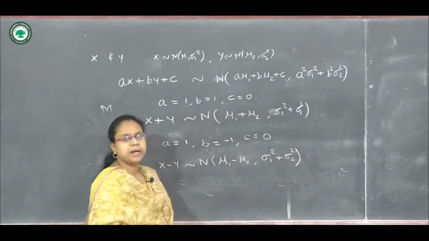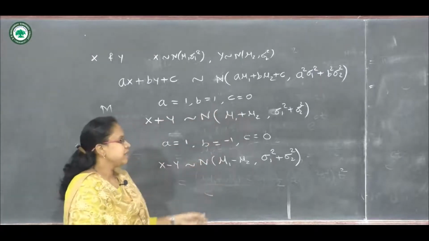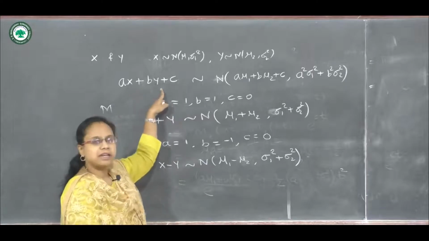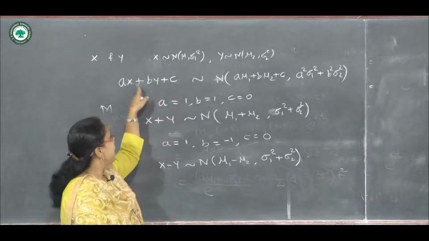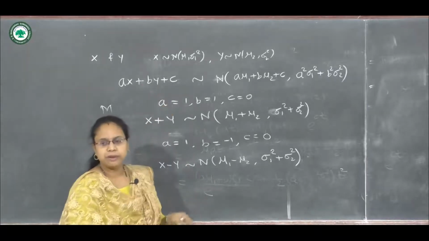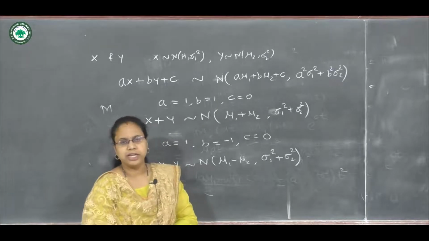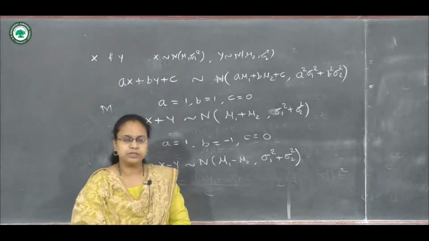So in this way, by substituting the various values of a, b, c, we can write down such kind of result. Further, this result can also be generalized for n variables. Here we have written this for only 2 variables, but the generalization can be written for n variables. So this is all about the additive property of normal distribution.